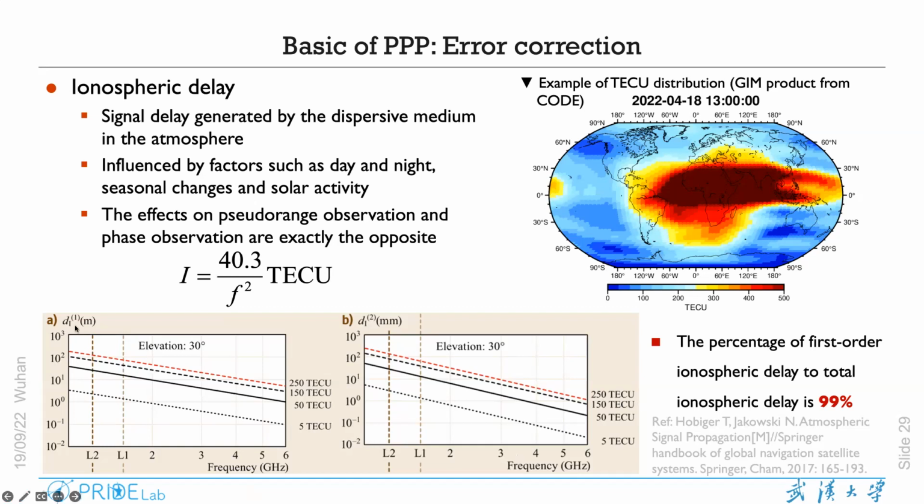So here we can see that the first order delays can be up to 100 meters, but the higher order delays, the second order delays of the ionosphere, are only about one centimeter or so for the L1 and L2. So the major problem here is to mitigate the first order delays from the ionosphere.